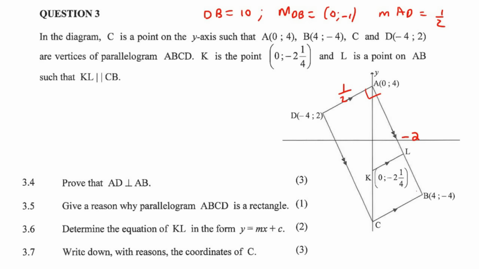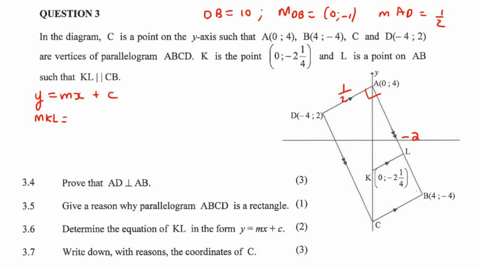Alright, the next question. Determine the equation of KL. Okay, so here's KL in the form y equals mx plus c. Now, m is the gradient. Now, we have a bit of a problem because you can't get the gradient of KL because we don't know the coordinates of L. However, we do know that this line is parallel to this line, which is parallel to this line. So all three of those lines are parallel. And when lines are parallel, then they have the same gradient. Okay, so that's how we'll get the gradient of KL.